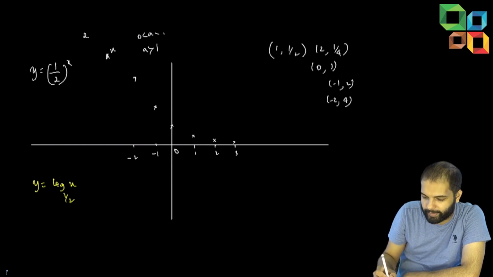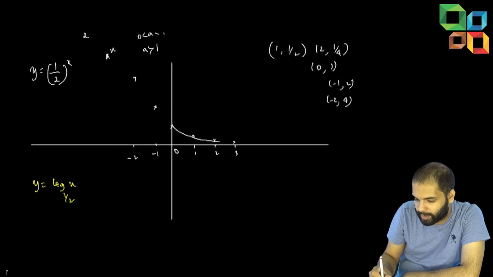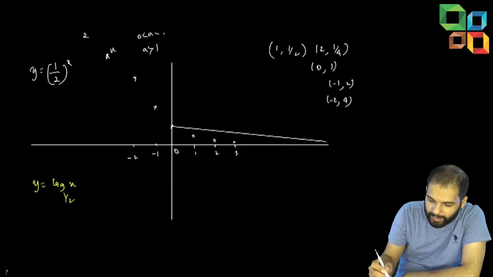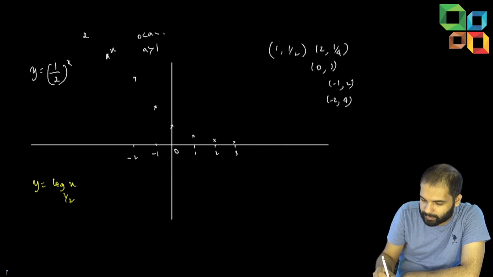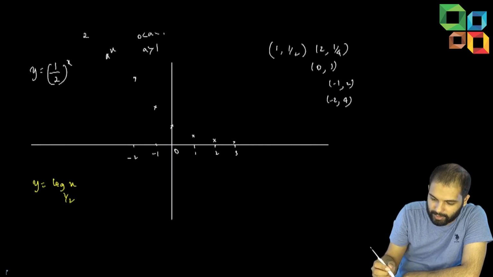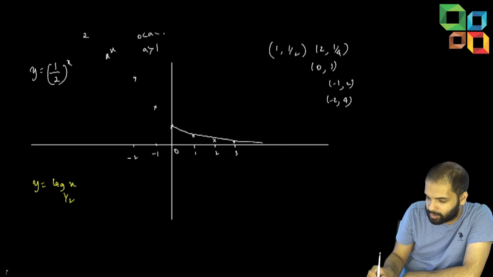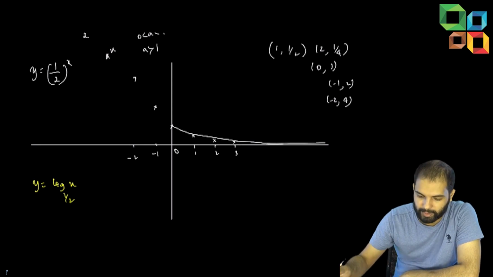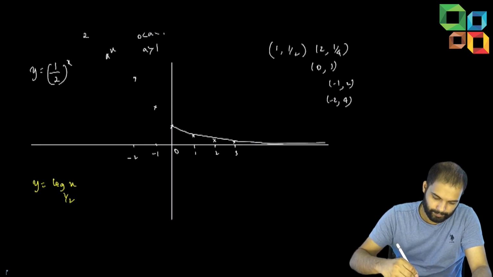I think you have a rough guess what the graph is. I think from here it will continue like this, coming as close to the x-axis as possible. You can draw this curve. Anyways, just try.